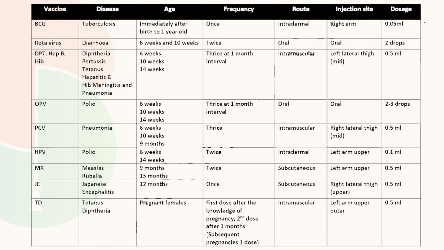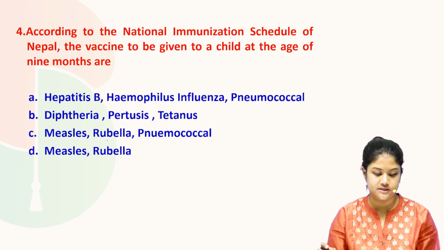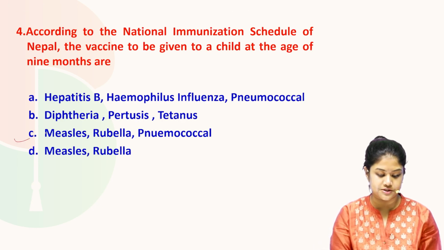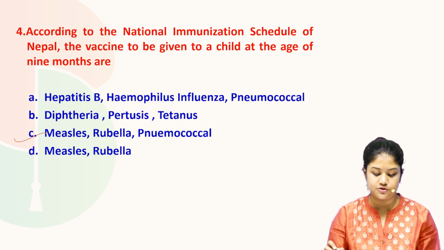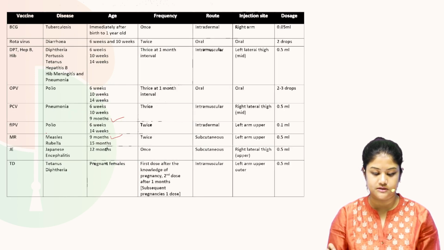So I will not be going into each and every vaccine. You can pause the video and see for your reference. And in this question, we have been asked the vaccines to be given to a child at the age of 9 months. That is, first one is here, it is 9 months, and next one is here again 9 months. That is PCV and MR, that is pneumococcal conjugate vaccine, as well as measles and rubella. So let's look into our options. So our correct option here is option C, that is measles, rubella, and pneumococcal.